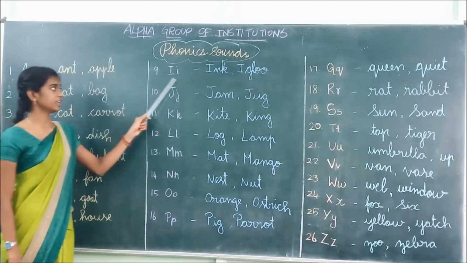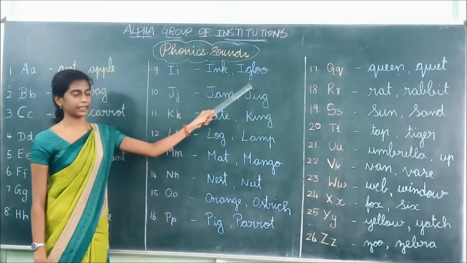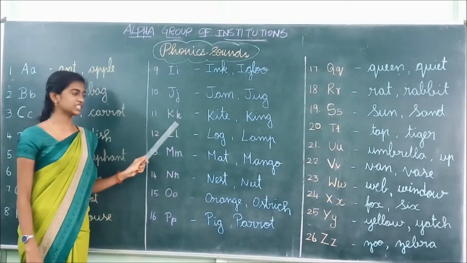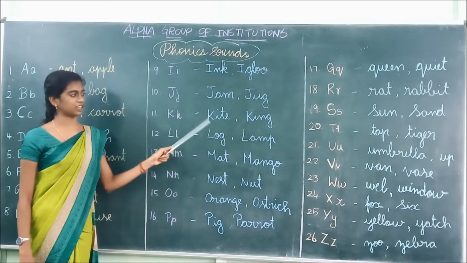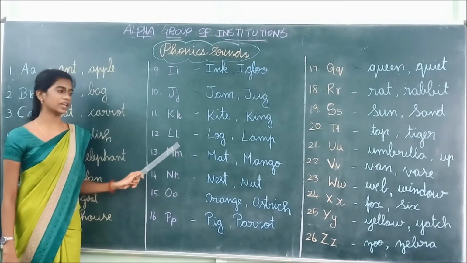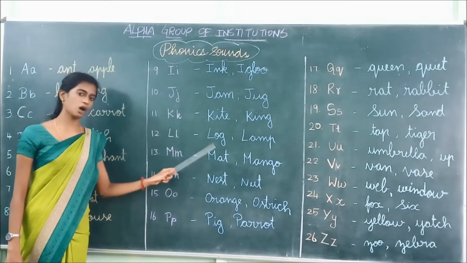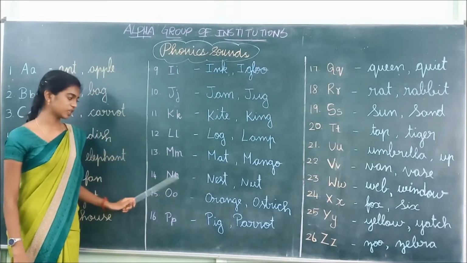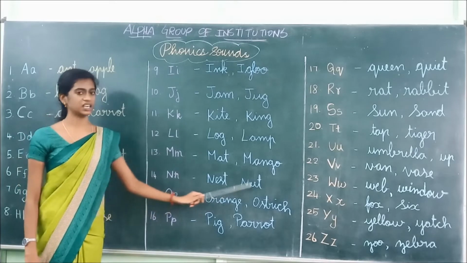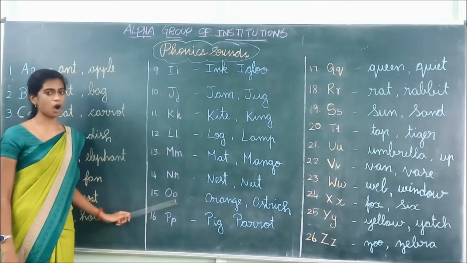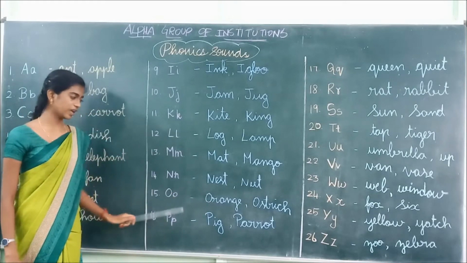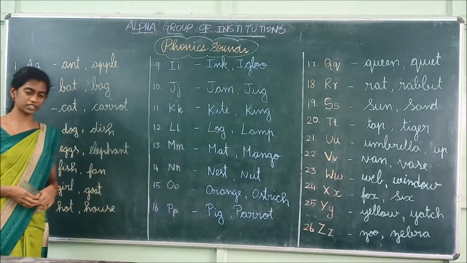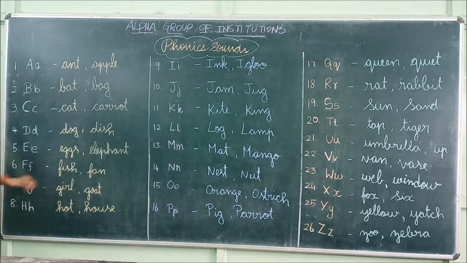Let us see this once again. This sounds as i. Ink, igloo. This is j. Jam, jar. This is k. Kite, king. This is l. Log, lamb. This is m. Mat, mango. This one is n. Nest, nut. This is o. Orange, ostrich. This is p. Pig, parrot.